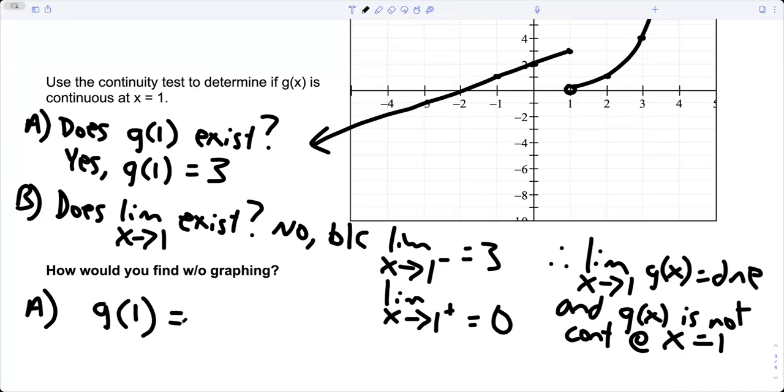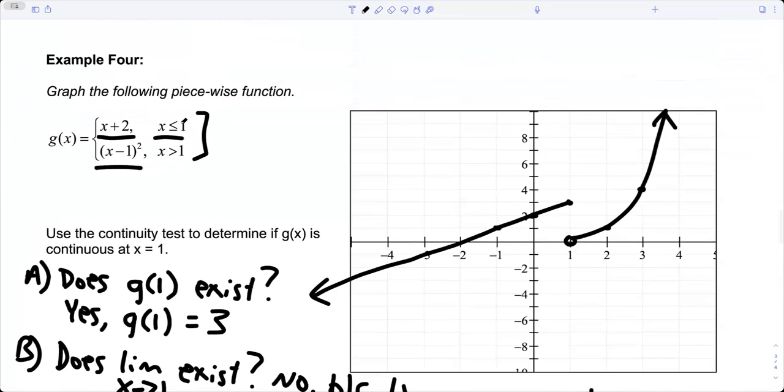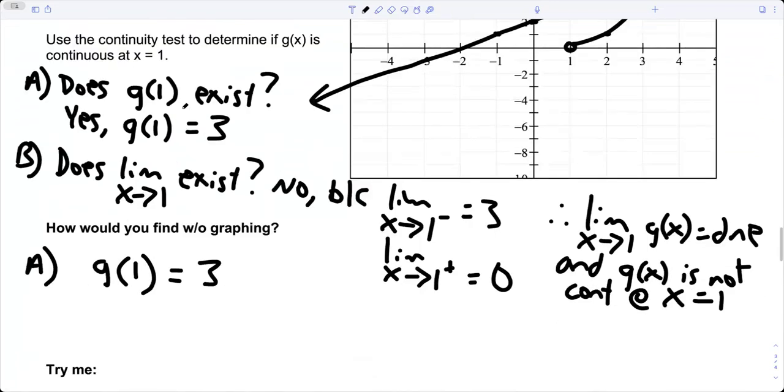Three. How do you know it's 3 just from looking at the piecewise function? Well, where is 1 defined? On the top equation or the bottom equation? On the top. So if I plug in 1, I get 1 plus 2, which is 3. Therefore, G of 1 is equal to 3. So I probably should say, does G of 1 exist? The answer to that is yes. G of 1 is equal to 3.